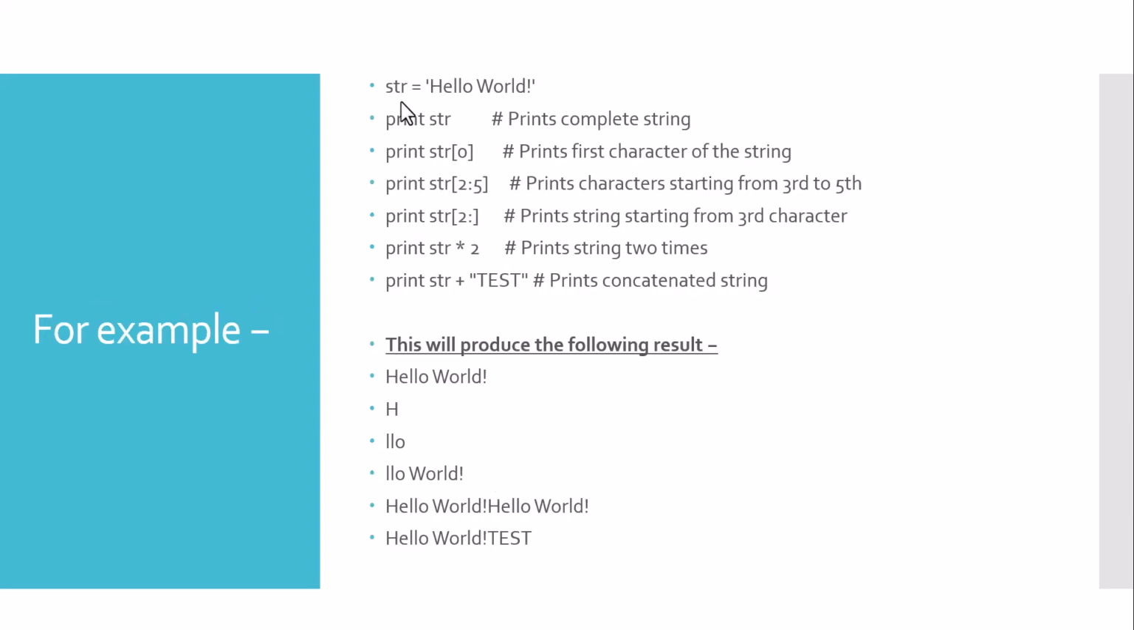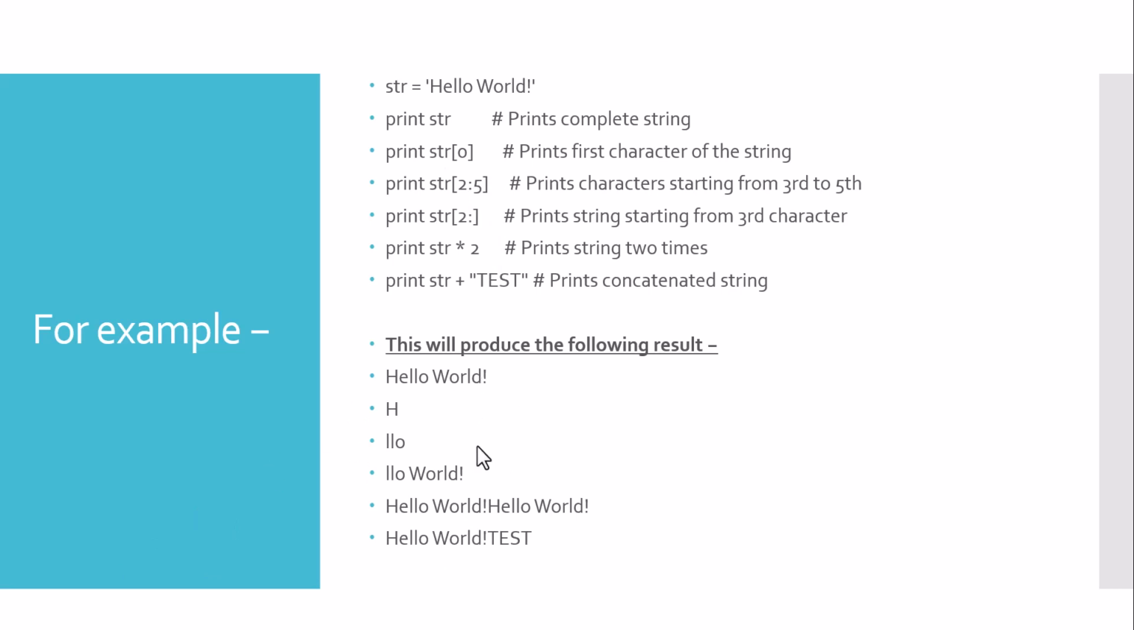String str is equal to hello world. Print str, and it will print hello world. If you print str of 0, it will print only h. And if you print str of 2 and 5, then 2 is including and 5 is excluding. We will see an example also.